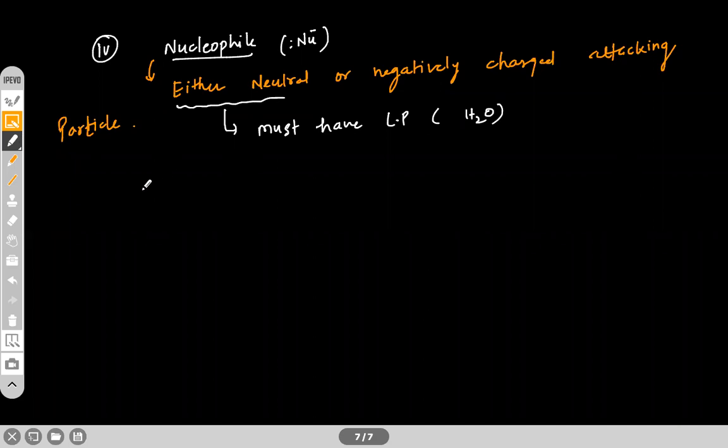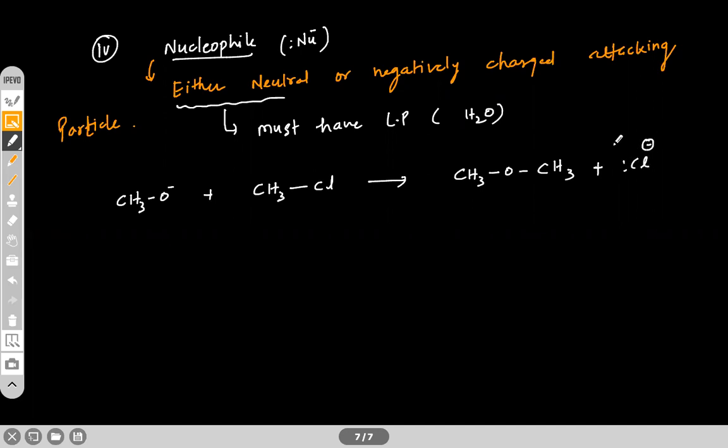Look at this reaction here. Suppose I write down CH3O minus plus CH3Cl. It gives CH3OCH3, and Cl minus leaves out. So how does this reaction happen here, first of all? You see, chlorine is more electronegative. We have discussed this, the I effect. So this chlorine attracts the bond pair of electrons towards its side, and this becomes delta negative, and this becomes delta positive.